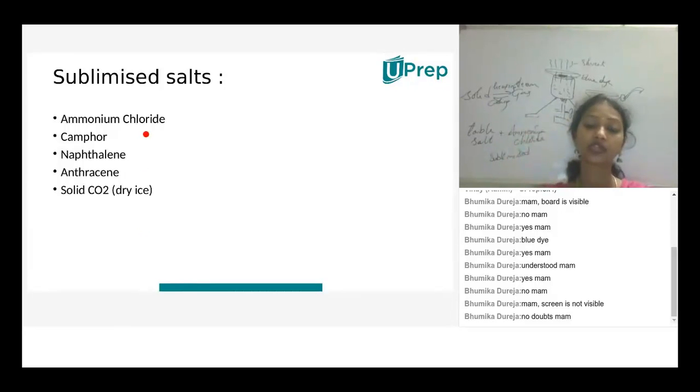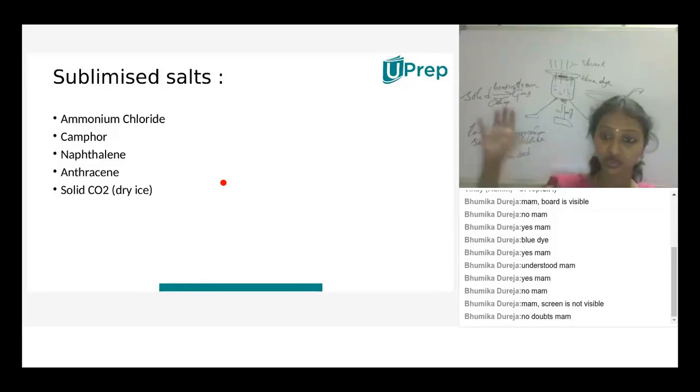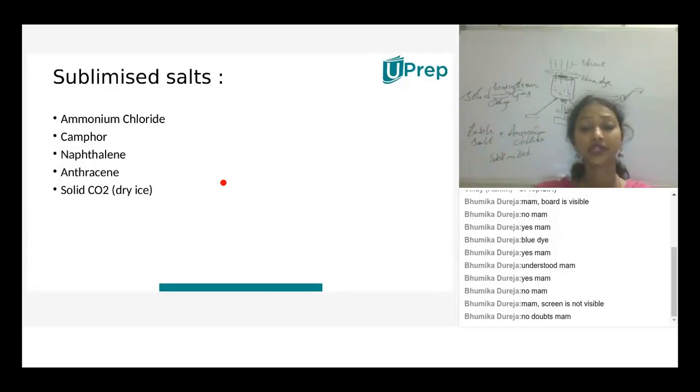So what are the sublimable substances? Ammonium chloride, camphor, naphthalene, anthracene, solid CO2. All these are examples of sublimable substances. Only these will convert from solid to gas and gas to solid, but no other salts will undergo this. This separation technique is only meant for sublimable samples present in the mixture. Right? Next.